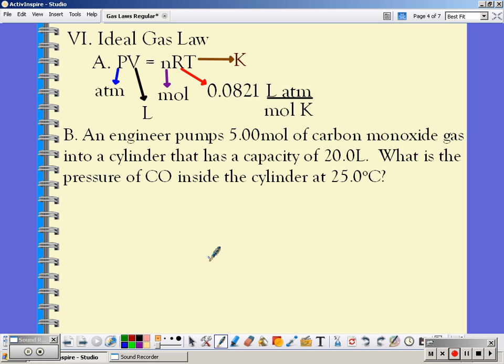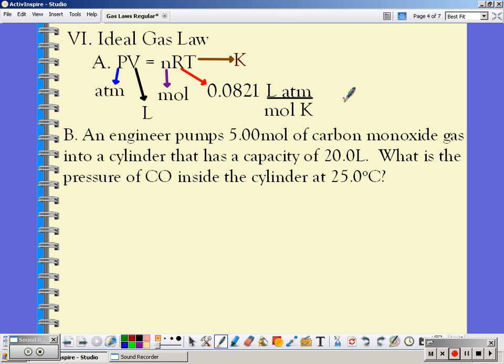R is the gas law constant. So R is always 0.0821. The units of R are liters ATM over mole Kelvin, which helps remind me that I need to be in those units. Temperature, of course, always needs to be in Kelvin.